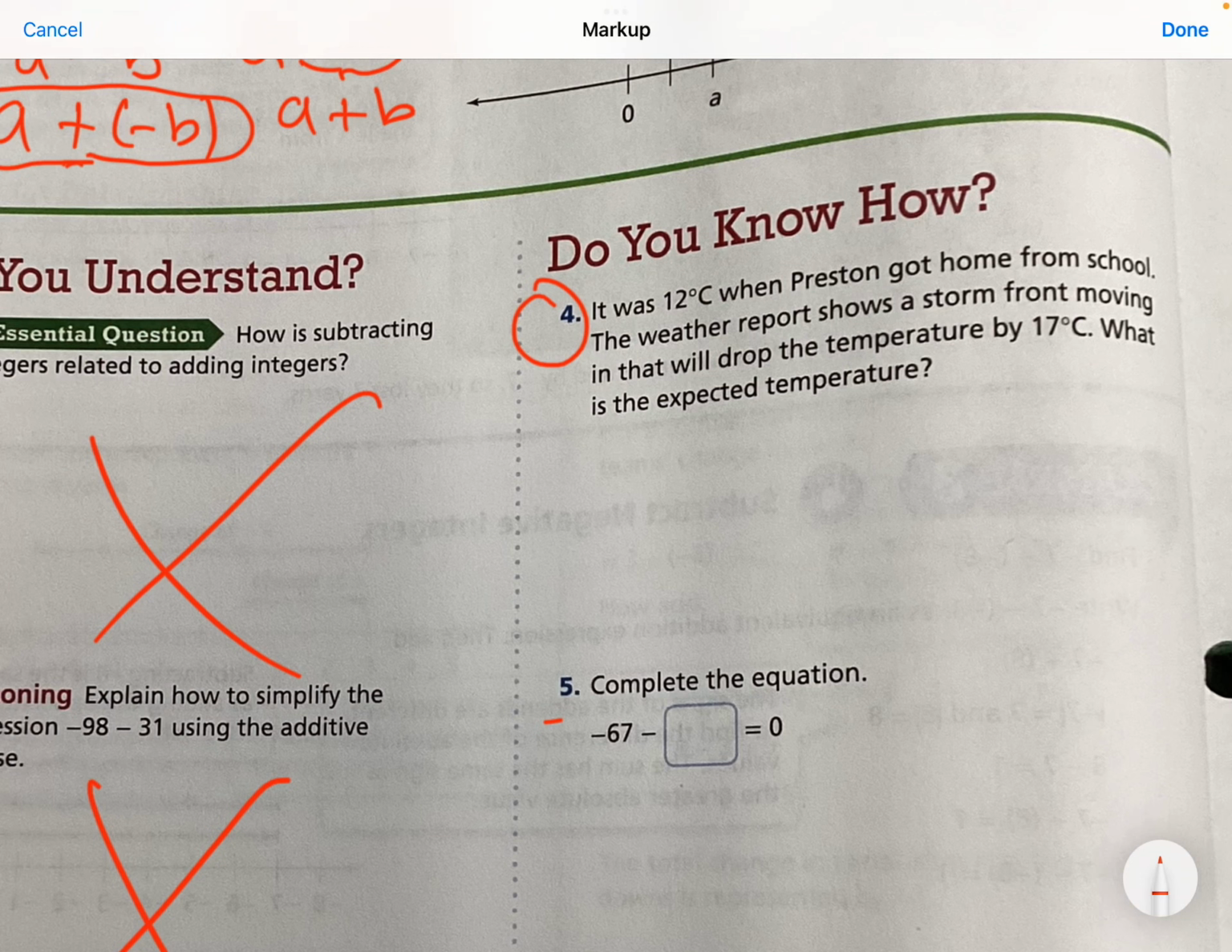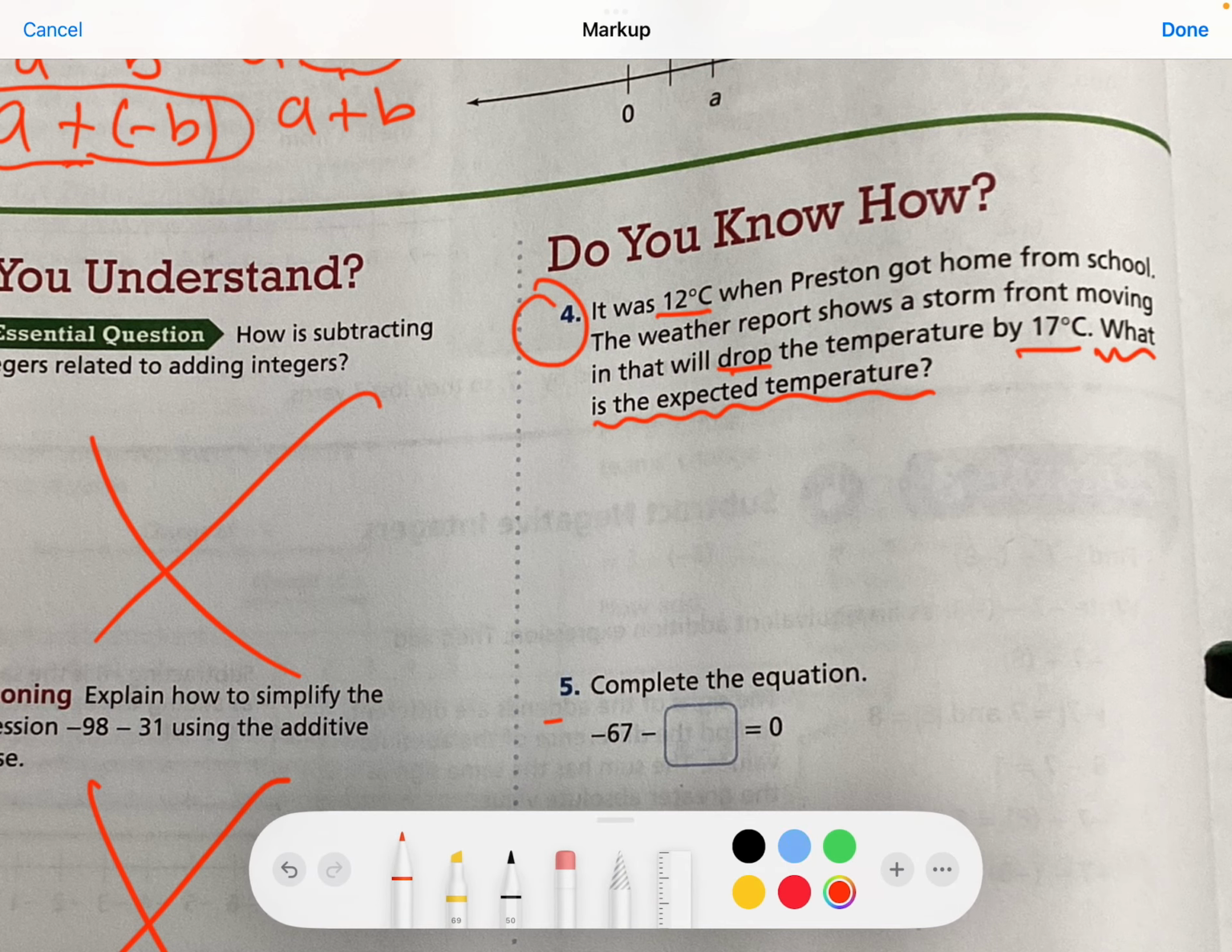Okay, so let's read. It was 12 degrees Celsius when Preston got home from school. The weather report shows a storm front moving in that will drop the temperature by 17 degrees. So we have 12 degrees at the beginning, and then a drop. If you take a look at the operation words posters, you can see that drop means subtraction. So what's the question? What's the expected temperature?